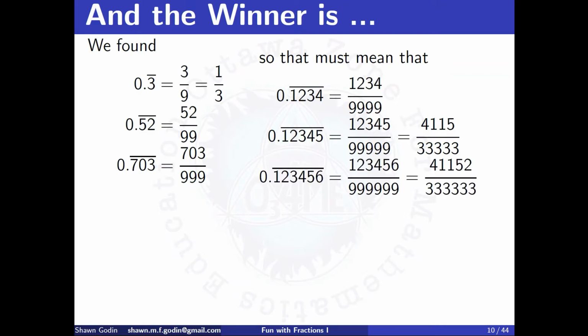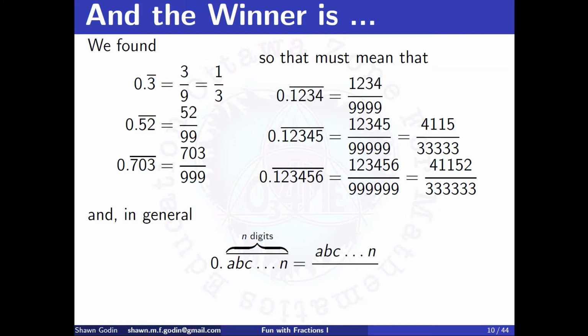And if I had 0.123456 repeated, I should have 123,456 over 999,999. And in general, if I have a repeating decimal that's made up of n digits that are repeating, my fraction is just going to be those digits that repeat over the number 99999 that has the same number of digits as the repeating part. So this seems to be what our pattern was.